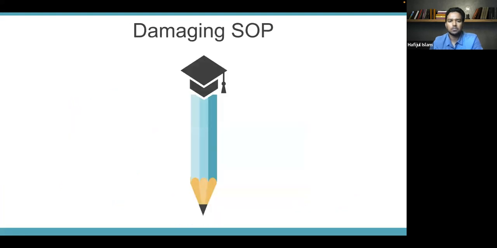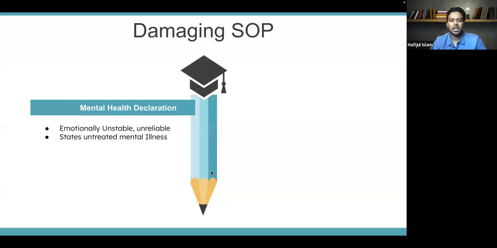So let's delve into some damaging SOP examples, like what can be damaging. Mental health declaration, it's a no-no. You should not mention in your SOP that I am going through depression or I am taking antidepressants. That can be normal, but there is no need to mention this in the SOP. This is absolutely no need. And this is from the psychology department. That's why it's an important part here, because that survey is from the psychology department.